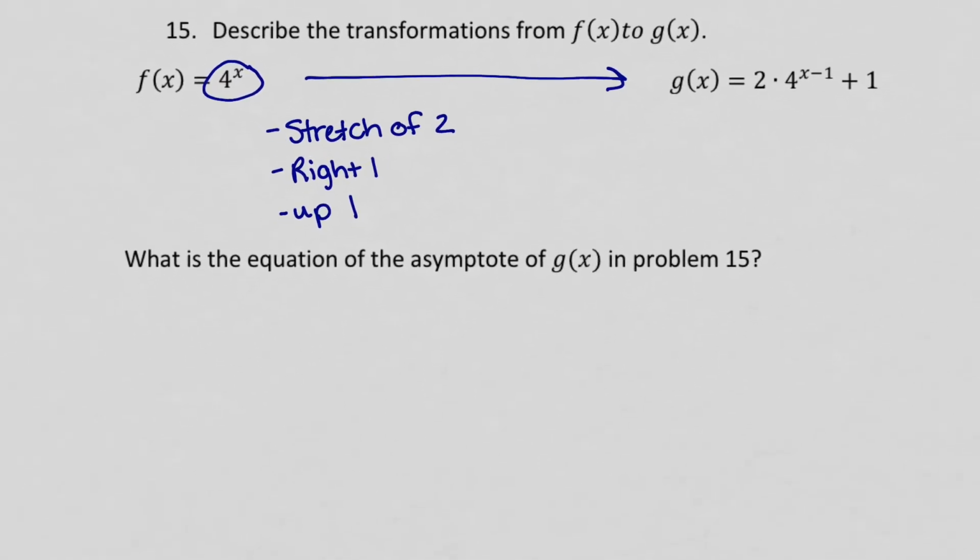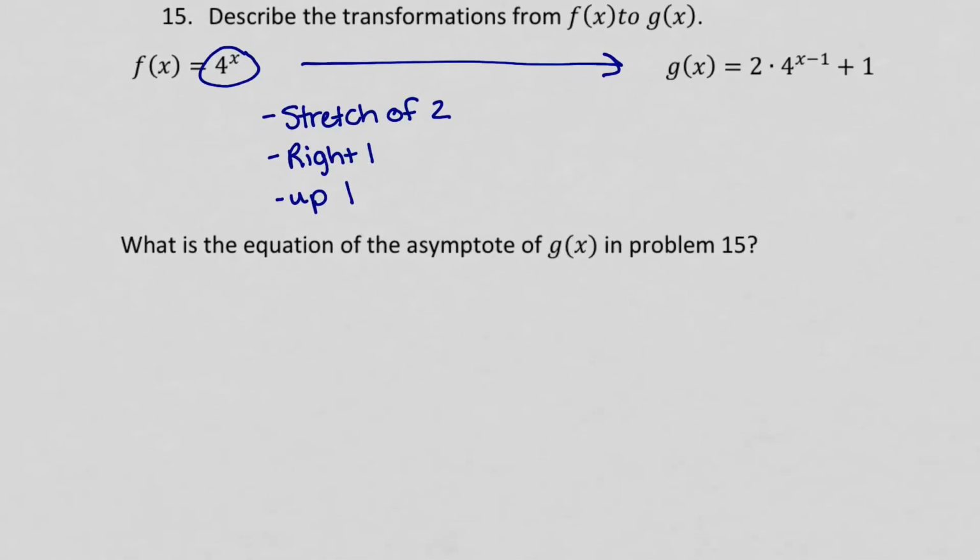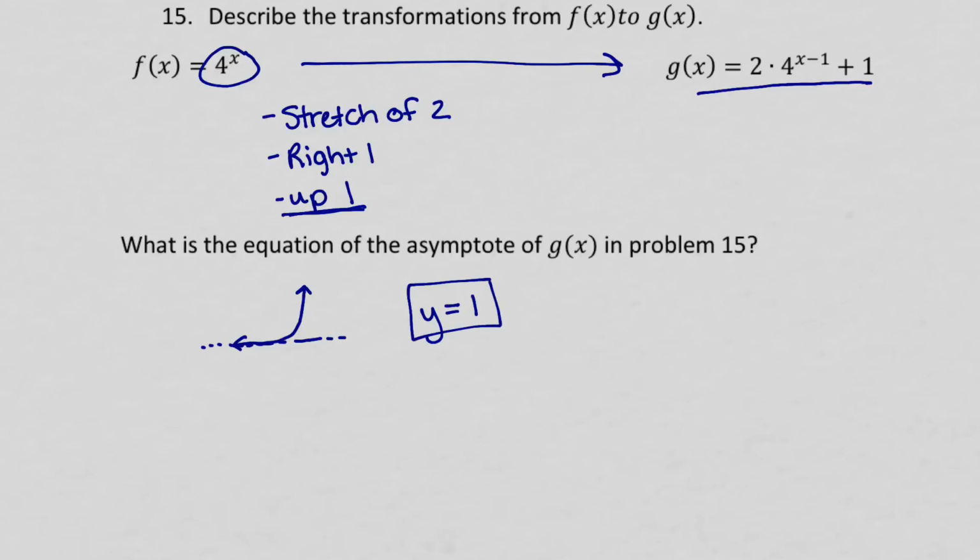Now, it says, what is the equation of the asymptote in g of x? Well, this is an exponential graph, and we said it has a horizontal asymptote, which is a y equals. So remember, exponential graphs look like this. Parent function, the asymptote is at y equals 0. It's on the x-axis, but we said it moves up 1. So our asymptote has to be at y equals 1. Okay, so this is the video for the second page of the Chapter 6 test review.